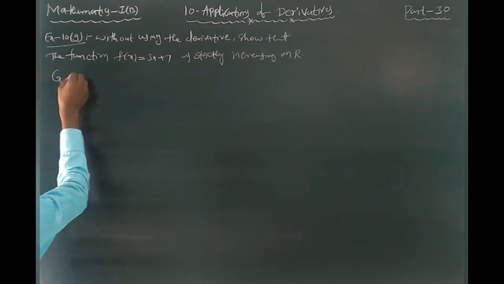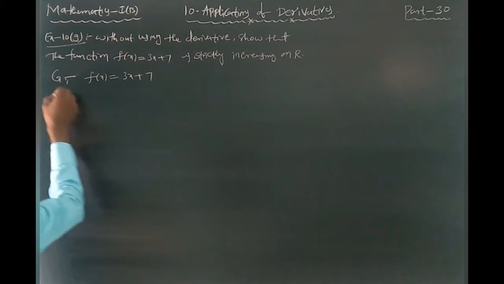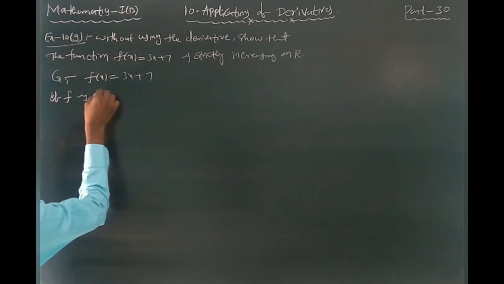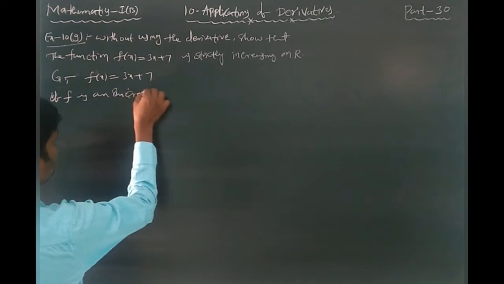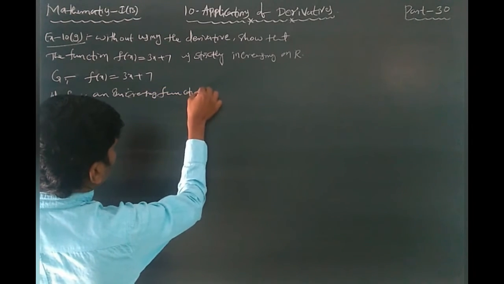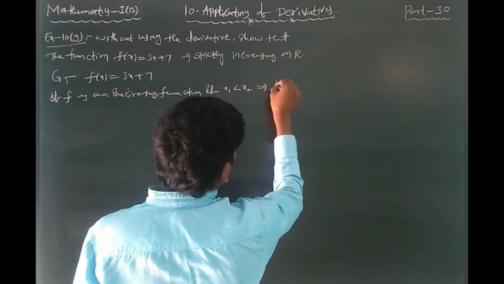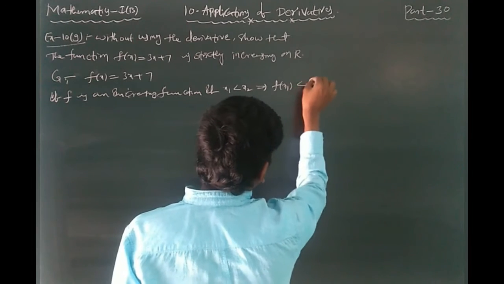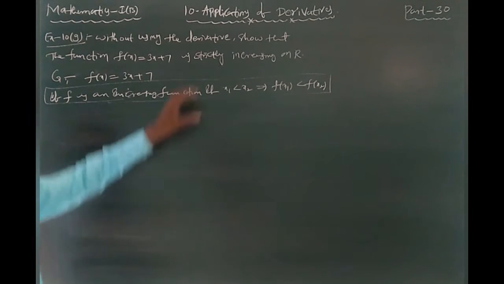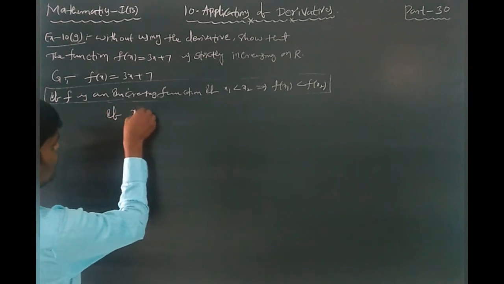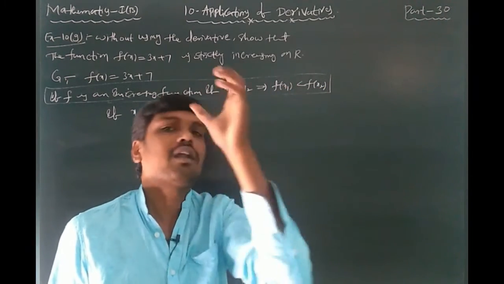First of all, what is given? Given that f of x is equal to 3x plus 7. If f is an increasing function, what is the condition? If x1 is less than x2, then f of x1 is less than f of x2. This is the formula of an increasing function. In this formula, first of all, you have to take x1 less than x2, and check whether f of x1 is less than f of x2 or not.